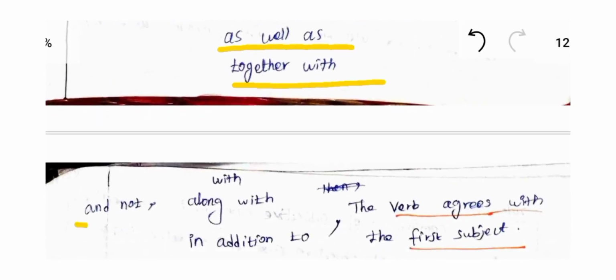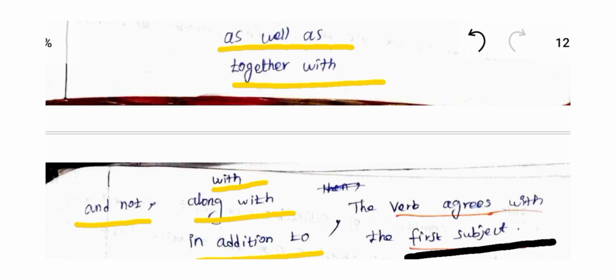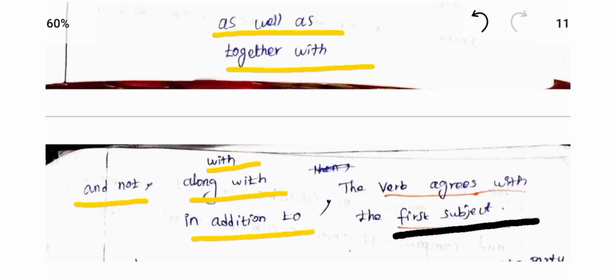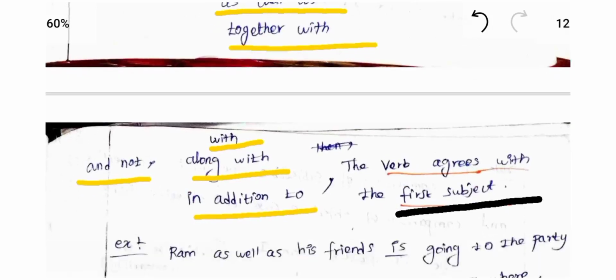In rule number 17, when two subjects are connected with as well as, together with, and not, with, along with, in addition to, then the verb agrees with the first subject. Again I will tell you, when the subjects are connected with as well as, together with, and not, with, along with, in addition to, then the verb agrees with the first subject.